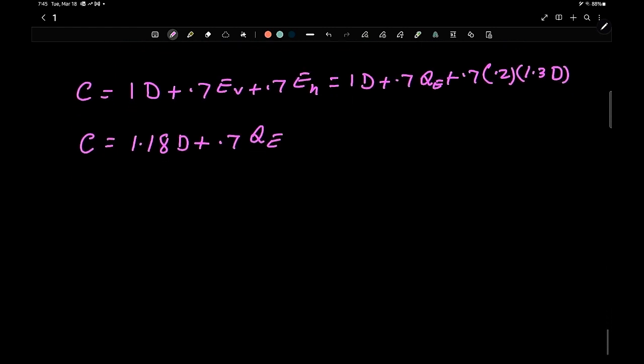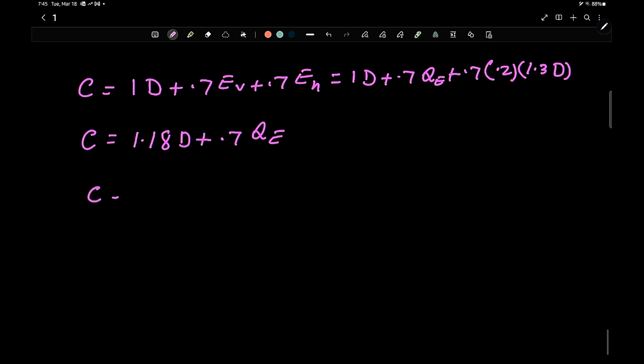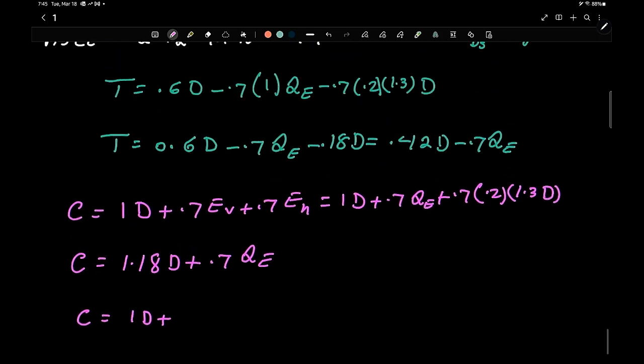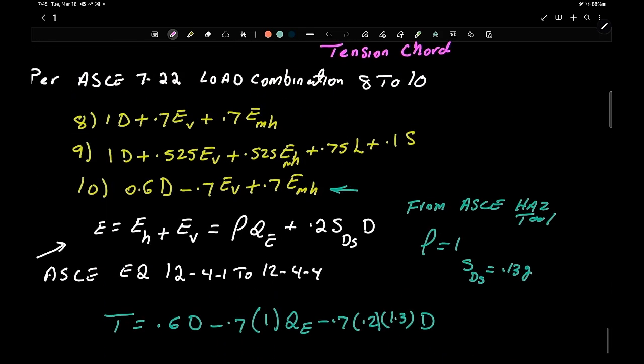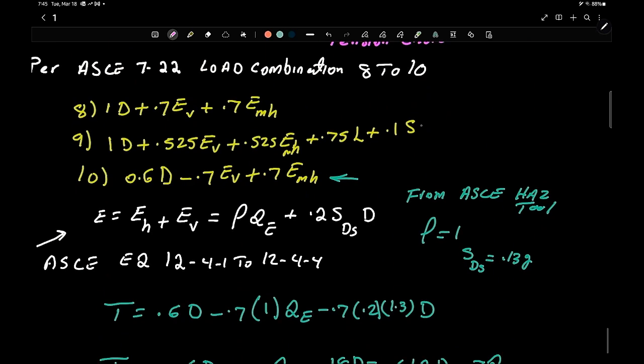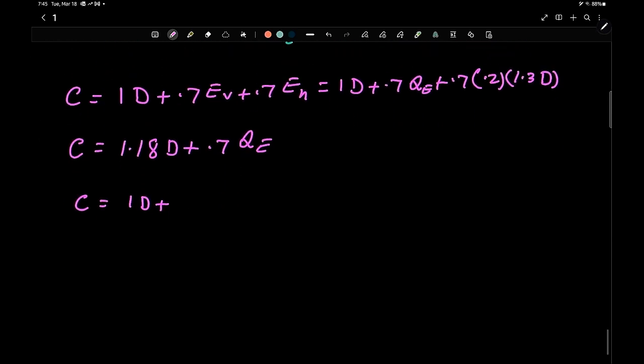Or we can use the other one too. The other one was C was 1D. What was it? Okay. If we use number 9, these L and S become 0. So 1D plus 0.525 EV. That's not going to control. Plus 0.525 EH. I think this one's controlled. This is better.